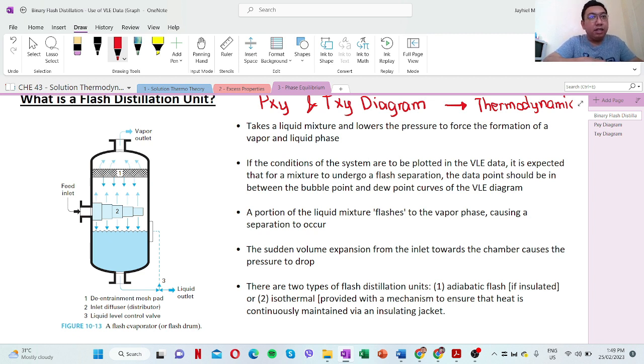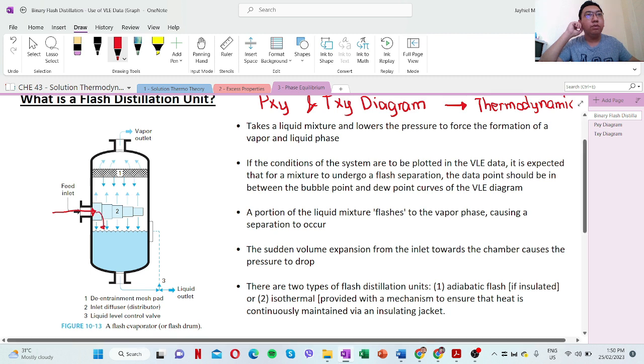The second is the inlet diffuser or distributor, to make sure that the feed is distributed evenly inside the chamber. And of course, the liquid level control valve is there to ensure that there is no backflow. Because if there is no control valve, you can imagine the feed going inside and continuing to fill the chamber, and once the water level goes up to a certain level, it might backflow. So this is the problem of the vertical flash drum.